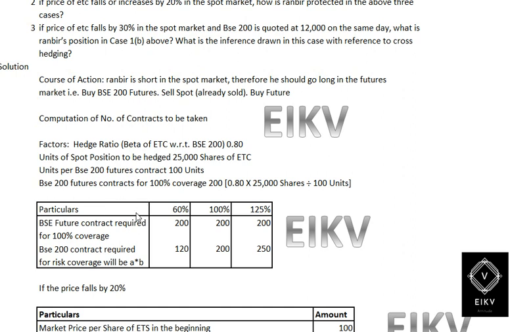Now we have a table containing 3 columns: particulars, and if it is 60%, 100% and 125%. The BSE future contracts required would be 200 into 60%, which is 120, 200 into 100%, which is 200, and 200 into 125%, which gives you 250.